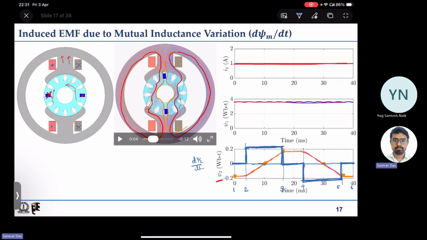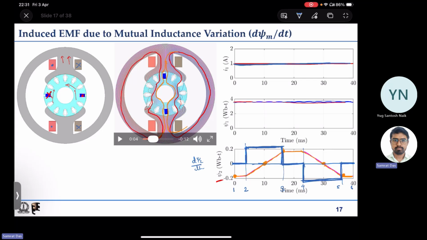type of a scenario, where the first coil is having a constant current and due to that almost constant flux linkage of its own. But in the second coil, the flux linkage changes, and because of that there is some induced EMF. Now in this case what is happening? In this case actually the mutual inductance between the first coil and the second coil is changing. Mutual inductance is changing, because there is no current in the second coil. The current in the first coil is not changing, unlike the case for a transformer.